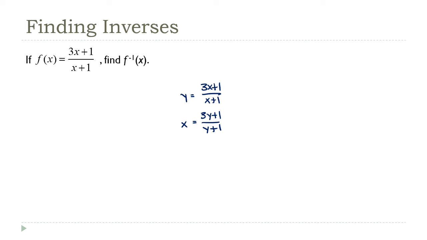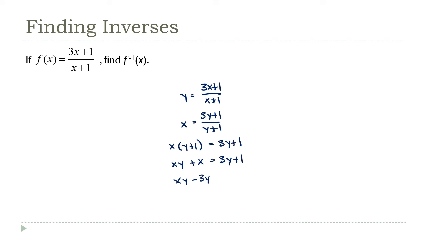So first, let's clear the fraction, multiply both sides by y plus 1. X times y plus 1 equals 3y plus 1. All right, now let's get rid of the parentheses. Xy plus x equals 3y plus 1. And now remember what we're trying to do. We're solving this for y. So I'm going to get all the y's together on one side. Let's subtract 3y from both sides.